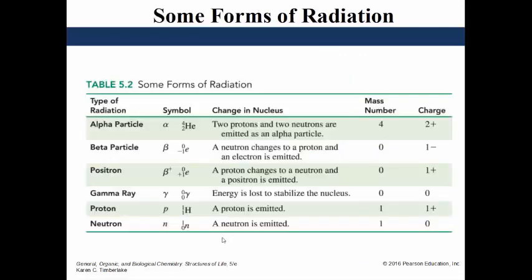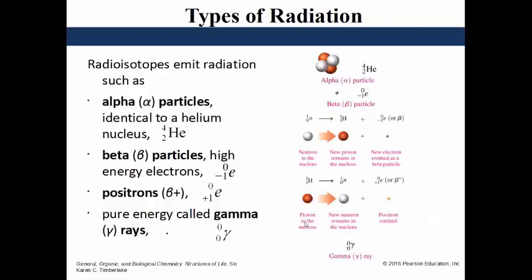Here's a summary of the different forms of radiation, their symbols, how they're written, how each changes the nucleus, and how it will change the charge of the element. For example, the alpha particle, of course, the symbol is, again, identical to a nucleus of helium. And 2 protons and 2 neutrons are emitted as the alpha particle, and it will change the mass number of the element and also change the atomic number. And the same goes for beta particles, positrons, or gamma rays. This table is really just this information in table form.